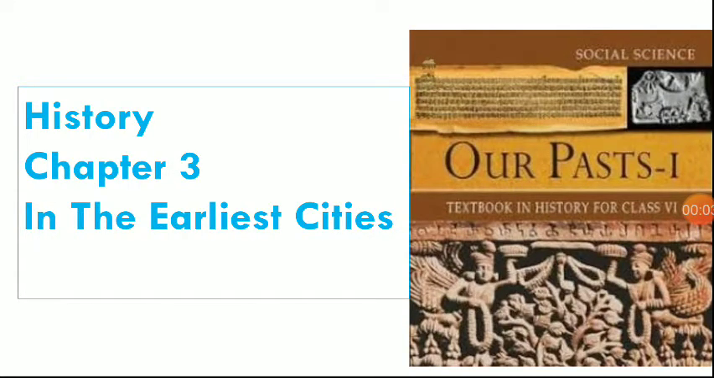Welcome, children. Today, we'll be studying the third chapter of history. In the earliest cities, this chapter basically tells about the first urbanization that took place during the ancient period. Before we move ahead, it is very important to know the meaning of urbanization. It means the city life with maintained administration and vast and extensive trade system.